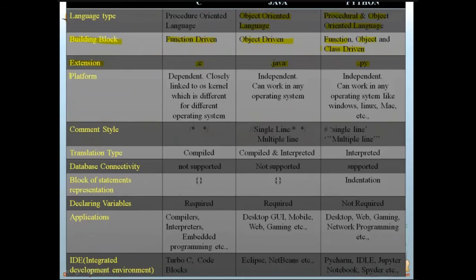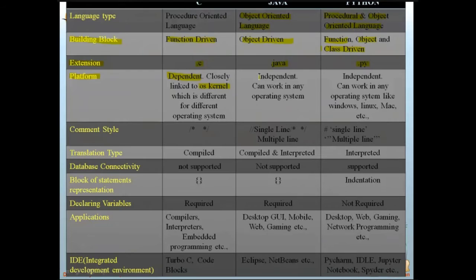Next feature which classifies the difference is the platform, which is very important. C language is dependent on the platform. So it cannot work uniformly in different kinds of operating systems, like Windows, Linux, Mac. When this is shifted from one operating system to the other, the code changes happen because C is closely related to the OS kernel. OS kernel means the inbuilt code of the operating system.